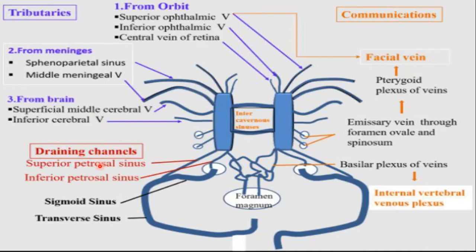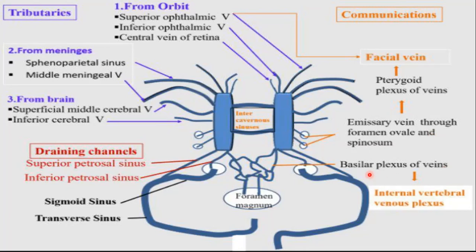Then the draining channels are the superior petrosal sinus, which drains into the sigmoid sinus, and the inferior petrosal sinus into the internal jugular vein. Then it can communicate via the facial vein. The facial vein can communicate with the superior ophthalmic vein via the angular vein, or the facial vein can communicate with the pterygoid venous plexus via the deep facial vein, and the pterygoid venous plexus will communicate with the cavernous sinus via emissary veins, which traverse through the foramen ovale and the foramen spinosum, just to mention a few.